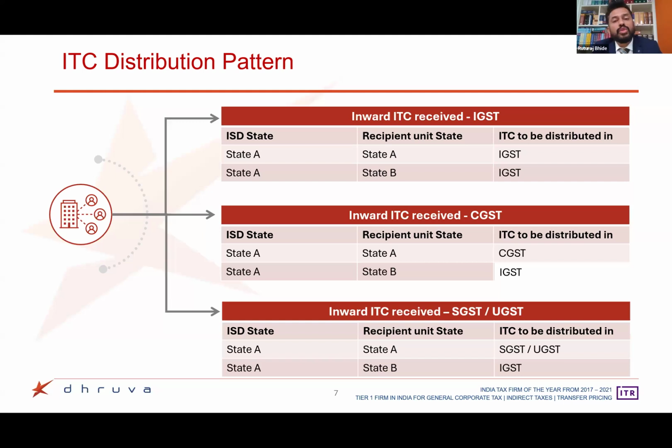But if I have a situation where the ISD is based in one state and the registration to which the credit needs to be transferred is in a different state, then in that case, IGST will always continue to be distributed as IGST, but even the CGST, SGST, or for that matter, UTGST component will be transferred as IGST. So that's the mechanism in which the credit will have to be transferred.